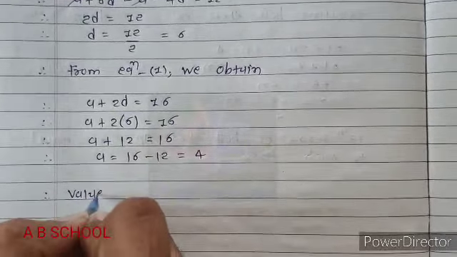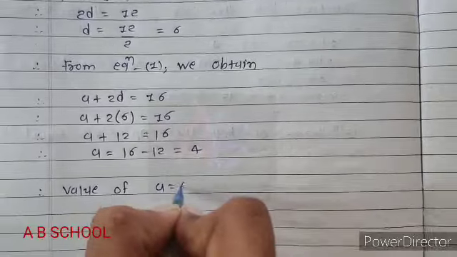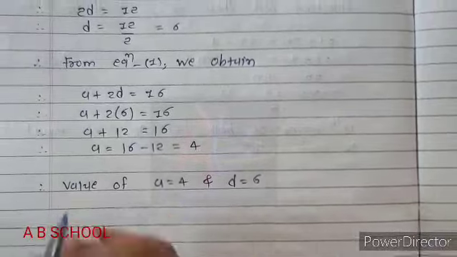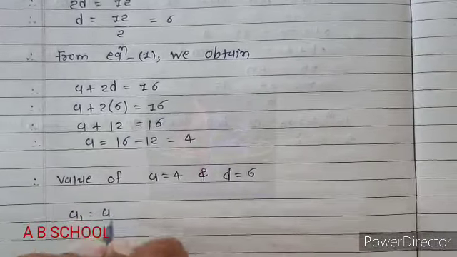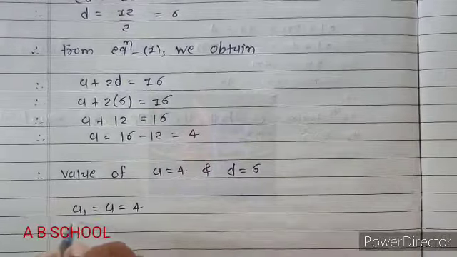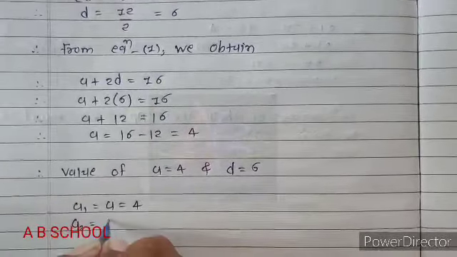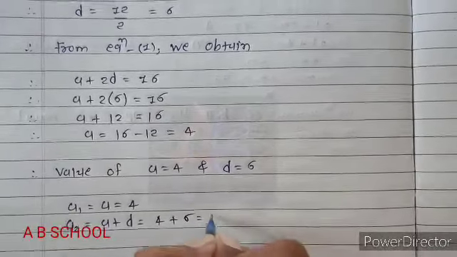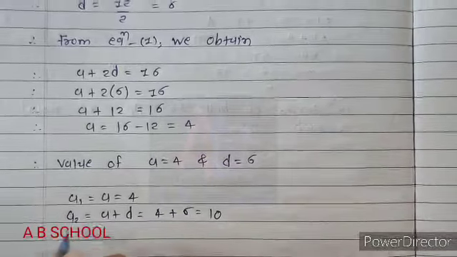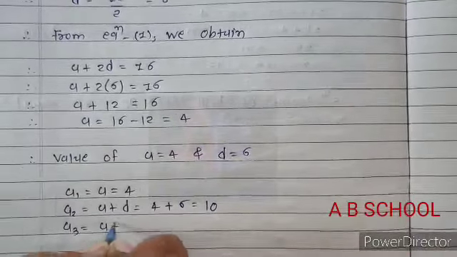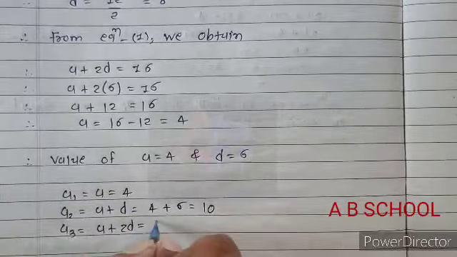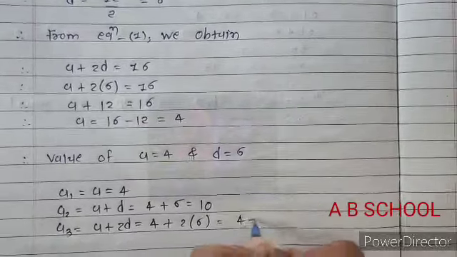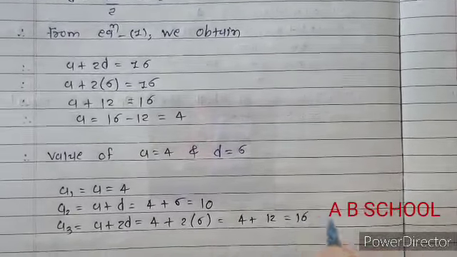The value of A is equal to 4 and the common difference D is equal to 6. Now for the AP, A1 is equal to A, which is 4. For A2, by using the general form, A2 is equal to A plus D, so 4 plus 6 is equal to 10. Now for the third term, A3 is equal to A plus 2D, which is 4 plus 2 times 6, so 4 plus 12 is equal to 16.